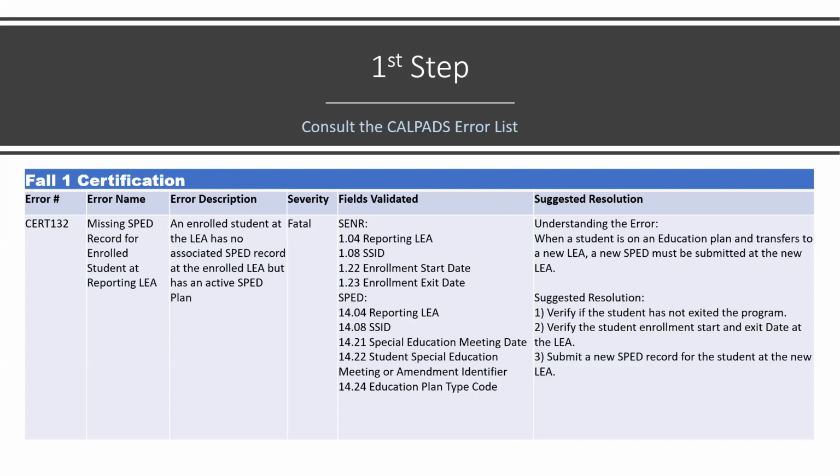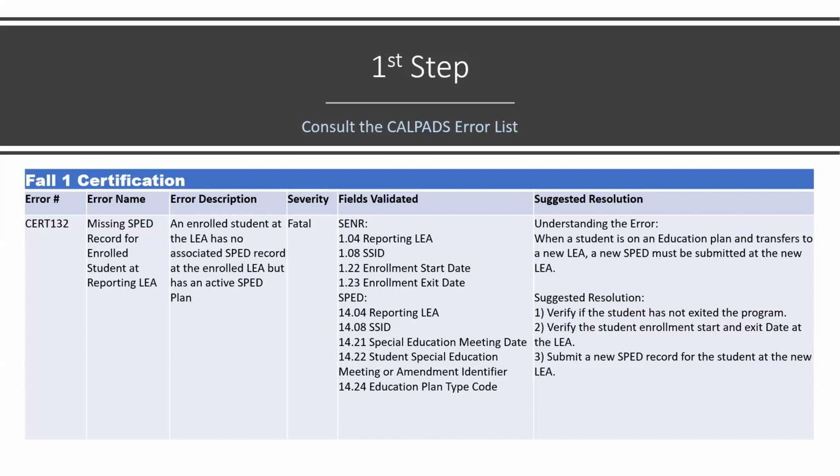And so although it's not referenced in this error list, you have to go to additional documentation. And the term active SPED plan is defined in the CALPADS glossary, which is located in the CALPADS user manual. So we'll do that. That's a step that we'll have to take, but you have to have an understanding of CALPADS. Sometimes it requires a little bit of practice, but you know, you have to be analytical. You have to read into these things. Sometimes they're not as straightforward as we would wish they would be.